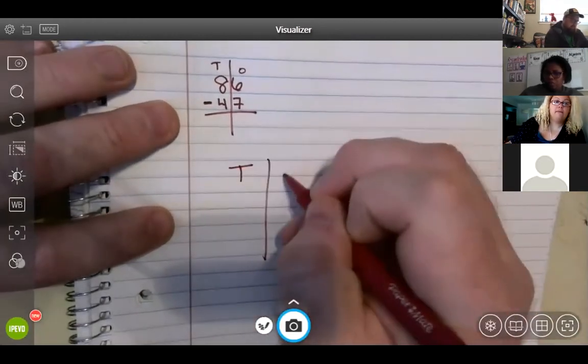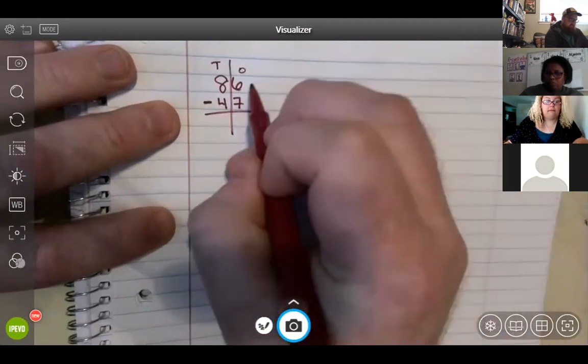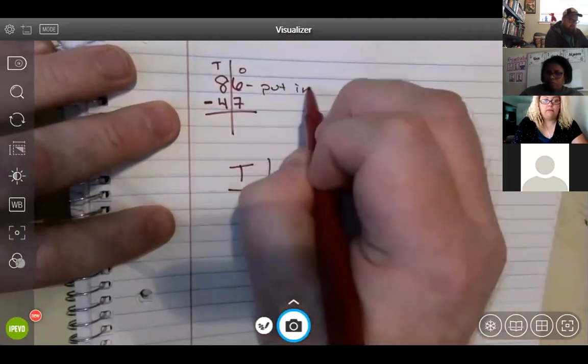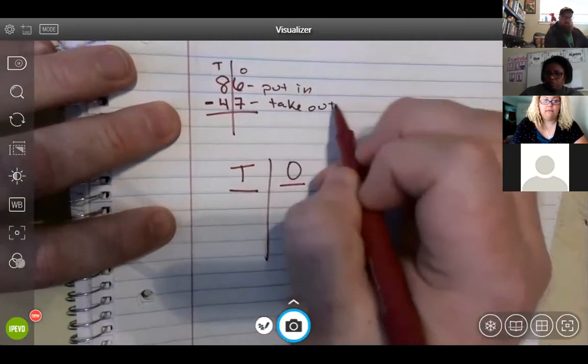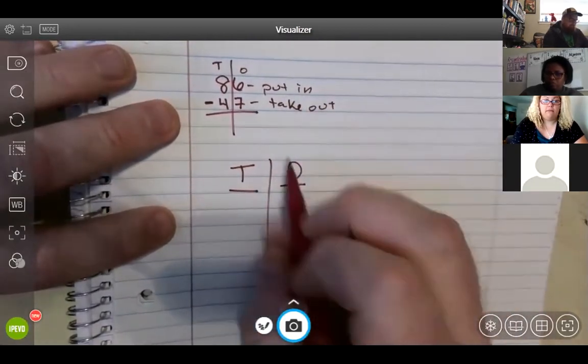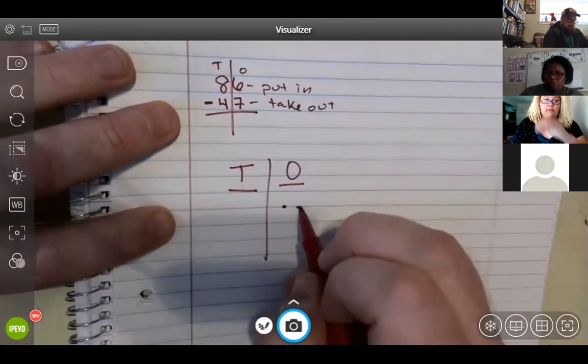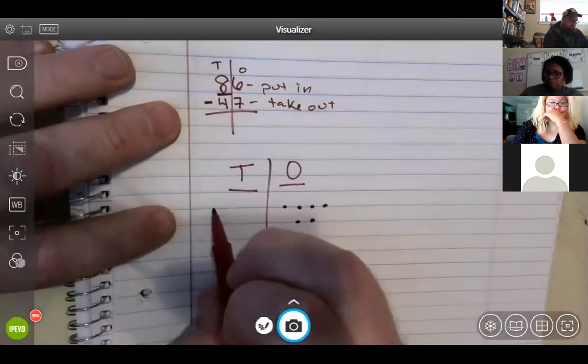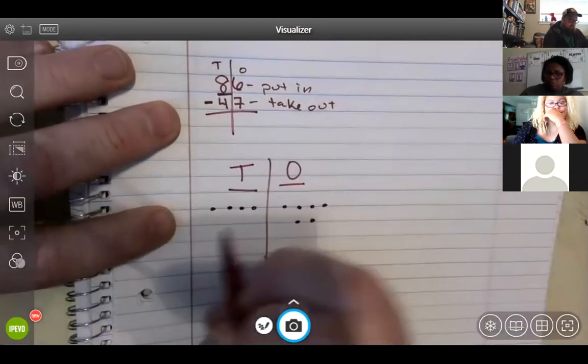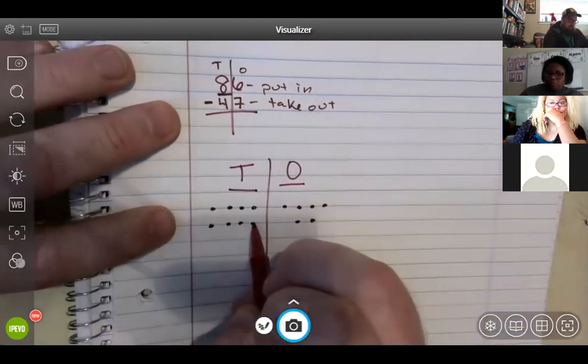Tens place, ones place. The first number you put in, the second number we're going to take out. You're going to see me do this a lot. So 86: 1, 2, 3, 4, 5, 6, and then 8 in the tens place: 1, 2, 3, 4, 5, 6, 7, 8.